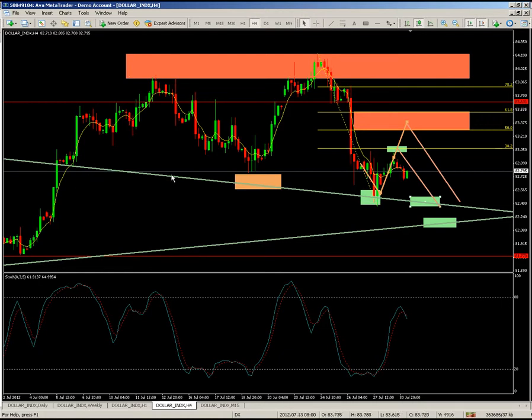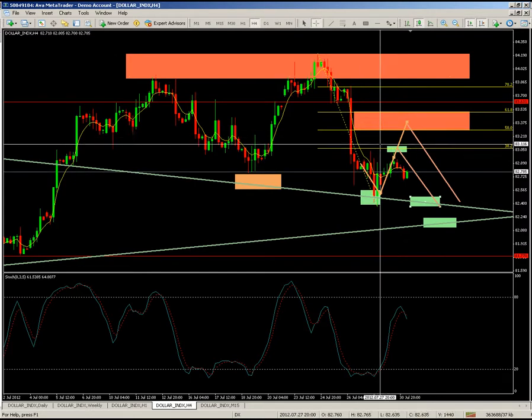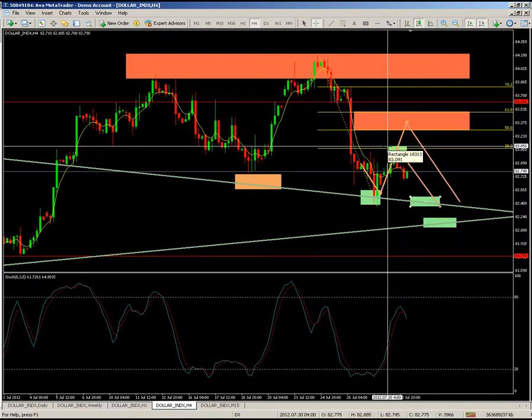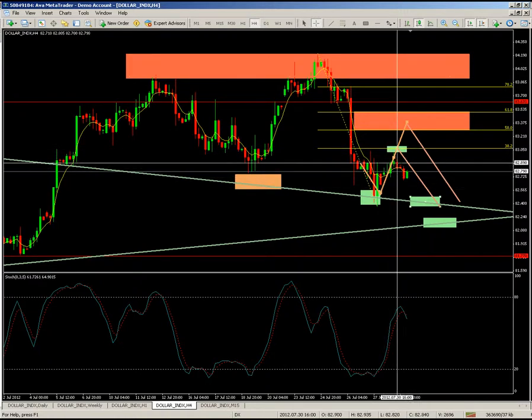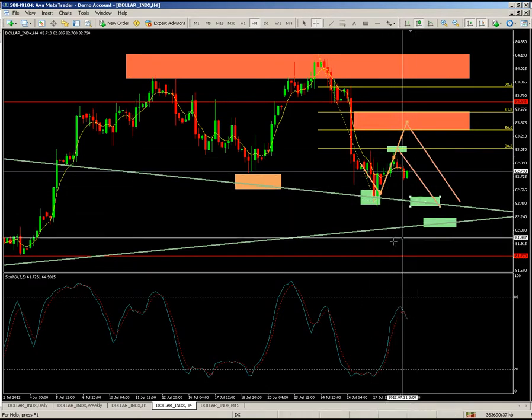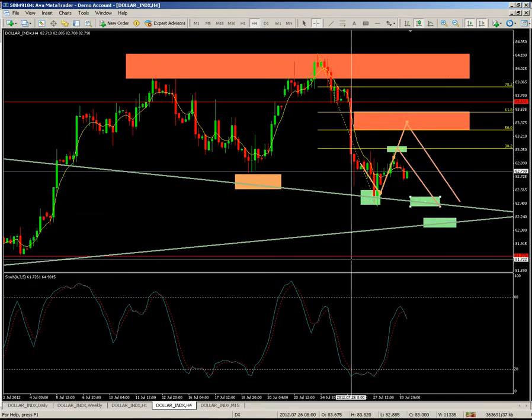So looking at the 4-hour chart now, this was our plan from yesterday. This was the aggressive short from around the 83 level, 83 to 83.10 zone, and I hope some of you took that. I did. Not a lot of pips to be had, but it was a Monday, so you can't really expect too much.